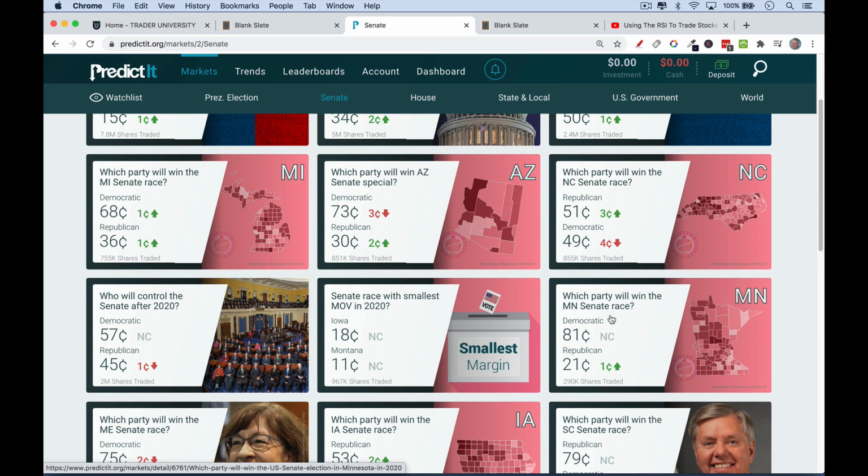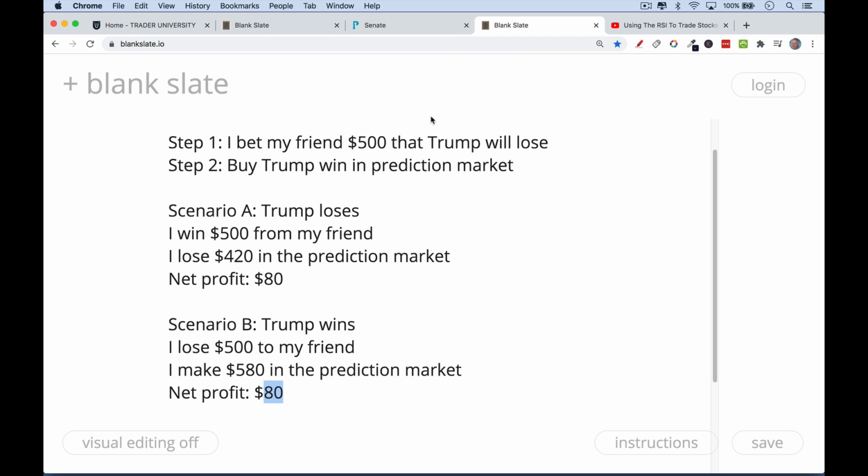This tends to work best when you have a small number, when some of these are priced below 50 cents, simply because of the way the math works. You want to win more than 50 cents to offset your bet with a friend. But this is one way that finance people look at markets and try to lock in risk-free arbitrages. And I think this is interesting that this is possible.